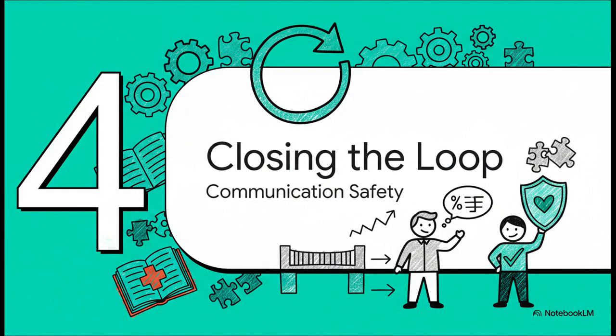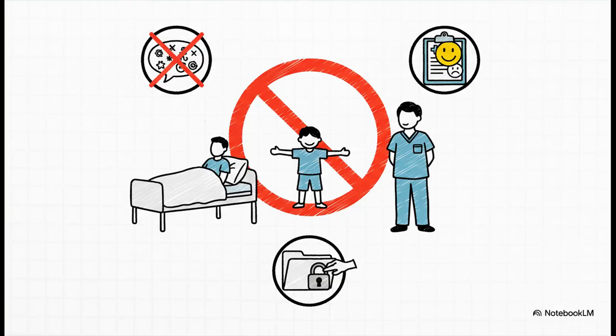So this brings us to our last section, and it's all about the non-negotiables. These are the hard and fast rules. When you're dealing with language barriers or low health literacy, there are very specific safety standards we have to follow to prevent serious errors. This is all about closing that communication loop. And let's start with the biggest one, what we call a never event. You never, ever, ever use a family member as an interpreter, especially a child.